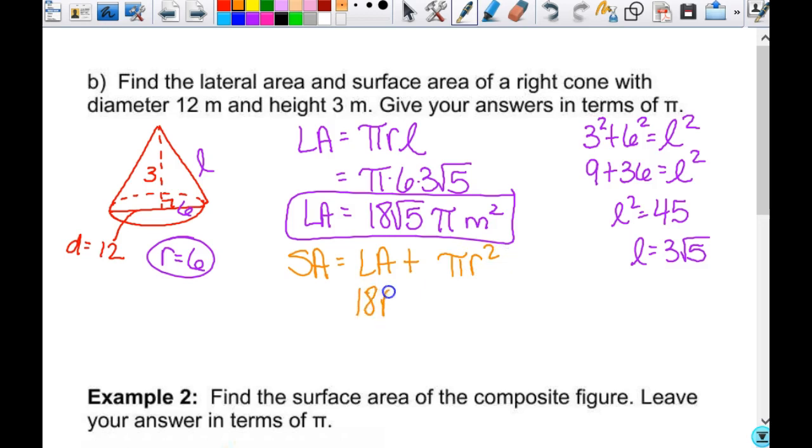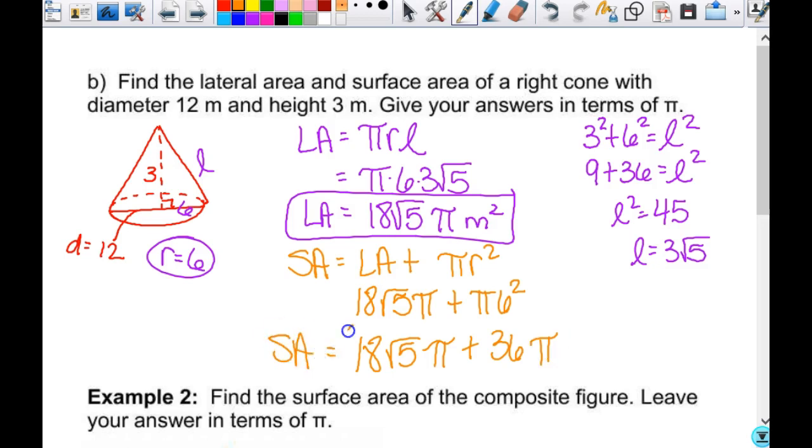So that's 18 square root of 5 pi plus pi times 6 squared. 18 square root of 5 pi plus 36 pi. Can I combine those? No. So that's my total surface area, in parentheses, meters squared.